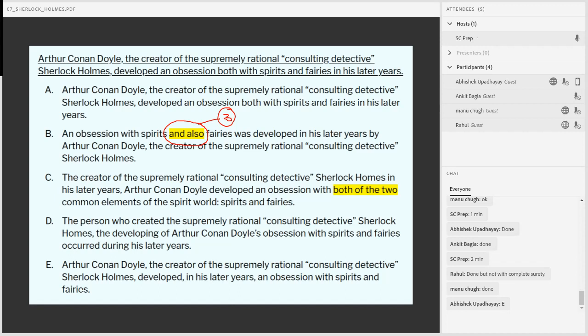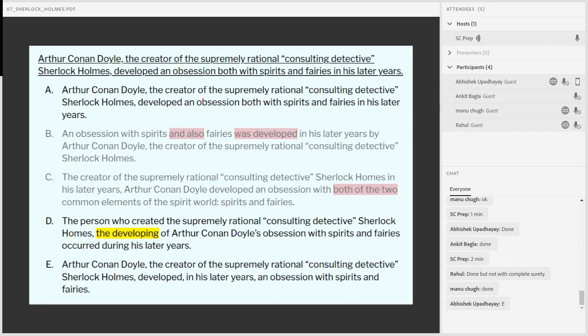Similarly, "both of the two." As soon as you say both, you don't have to include this information about two. This is also a level 3 call. There is a level 1 call. Sorry, there are two level 1 calls here.